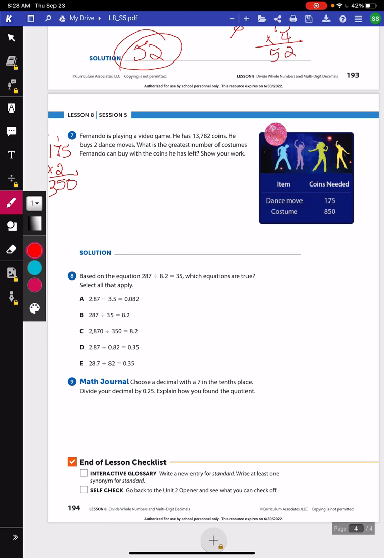So if he started with 13,782 coins, and then he spent 350, I'm going to subtract. 2 minus 0 is 2. 8 minus 5 is 3. 7 minus 3 is 4. And 13 minus nothing is 13. So we still have 13,432.